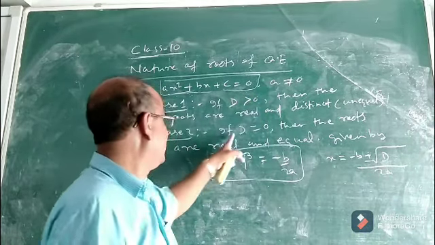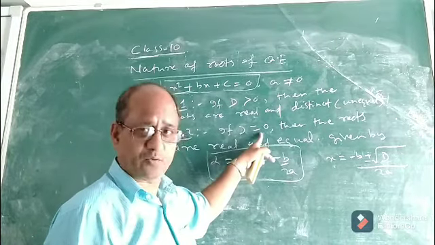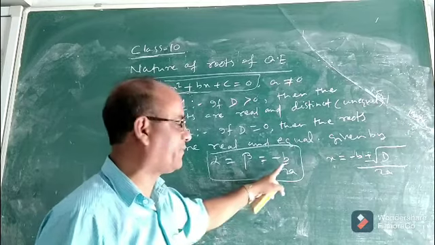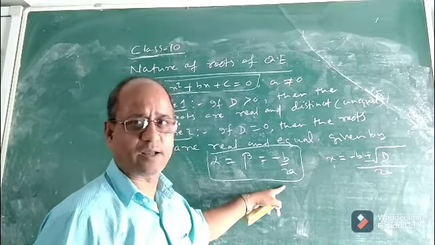So if the discriminant of the equation is 0, then the roots will be real and equal, and those equal roots, both alpha and beta, are equal to minus b by 2a.